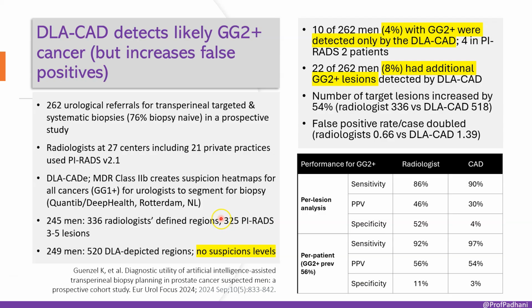The potential trade-offs of the additional reader approach were shown in this recent prospective study by Genzel and others using a CAD system. They found that AI detected GG2+ cancers in 4% of men that might have been missed and identified additional GG2+ lesions in 8% of men. However, this came at a cost.